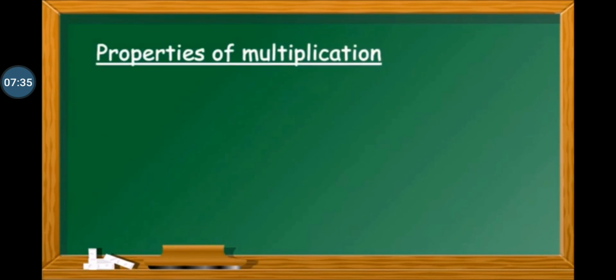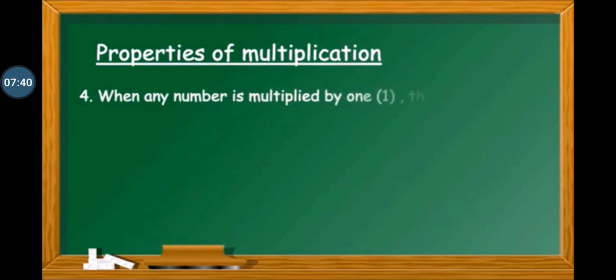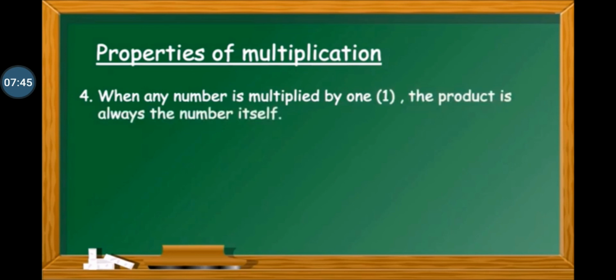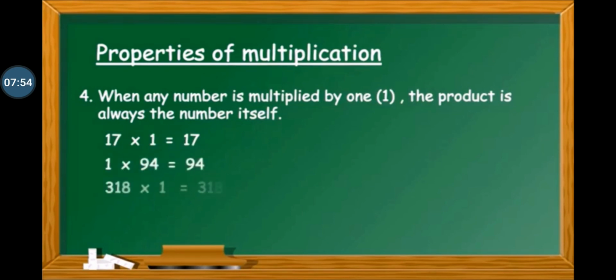Now come to the fourth property of multiplication, and according to this, when any number is multiplied by 1, the product is always the number itself. Like 17 multiplied by 1 is equal to 17, or 1 multiplied by 94 is equal to 94. Any number when we multiply by 1, we get the number itself. So I hope, my dear students, you understood the multiplication terms and its properties.